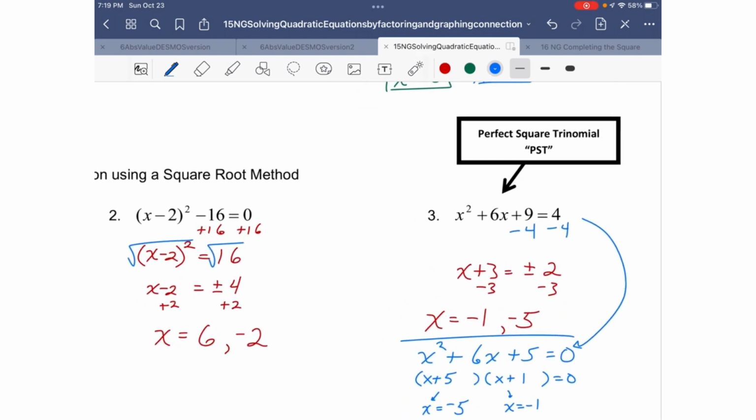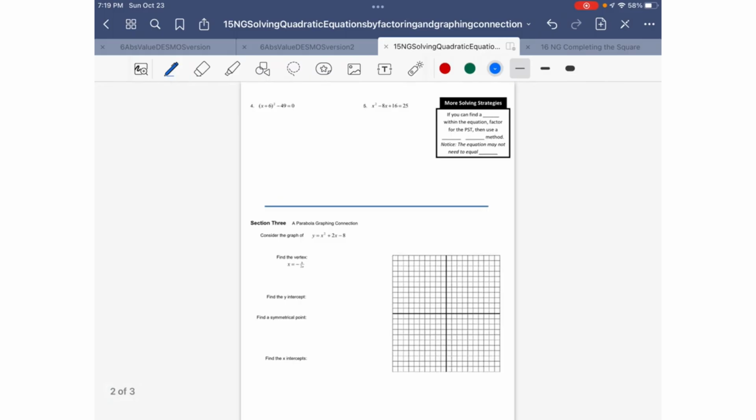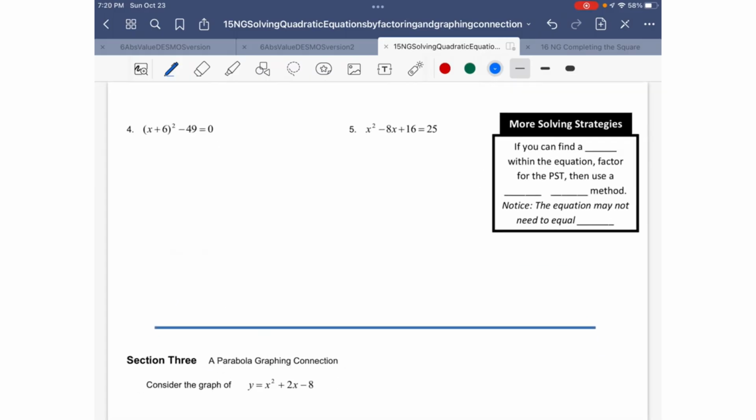Now, there's a lot that was in that problem. To be 100% honest, we're going to be spending more time with that. But the whole point here is that there can be different methods for solving quadratic equations. Okay? And what I want you to do is try a method, probably the method that seems most comfortable to you, as you try numbers 4 and 5 on your own. Okay, so try 4 and 5 on your own.